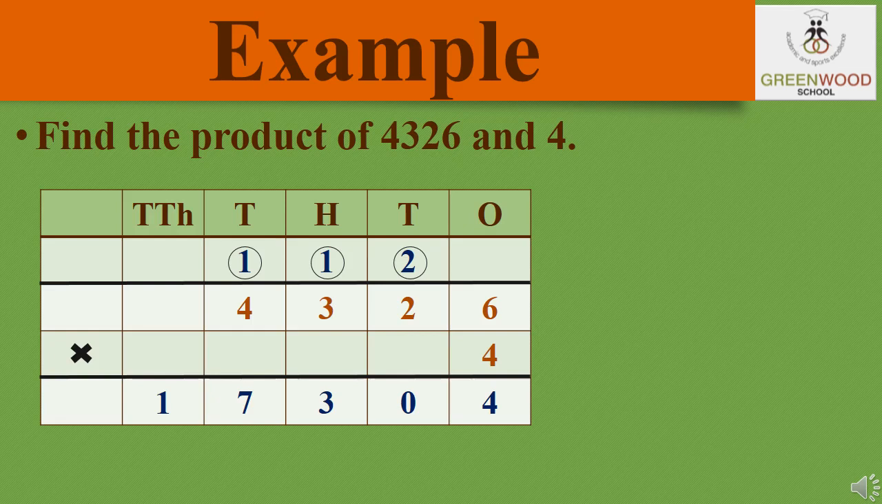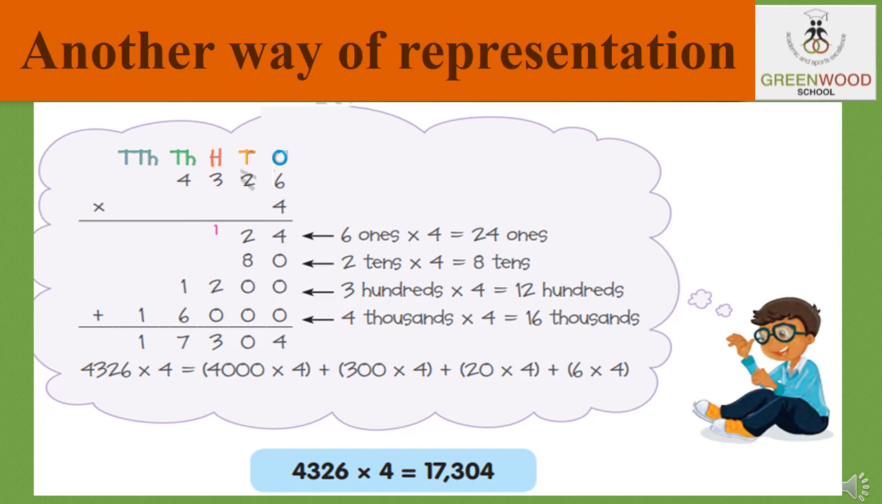Now 4 4s are 16, and 16 plus 1 is 17. But the 17 we will write down because after 4 there is no number, so we will not carry the 1. So the answer is 17,304. Now the same sum can be represented in another method.